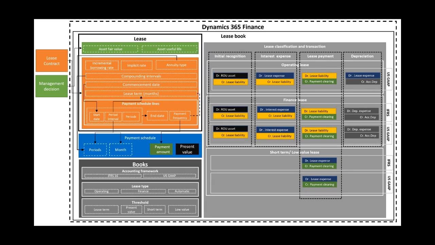Finally, we have the depreciation, where we depreciate the lease itself, and this is crediting the accumulated depreciation and debiting the depreciation expense for finance lease, and for operating lease in US GAAP, we are debiting the lease expense. Of course, all these accounts are configured in the posting profile. This is just a high level of the posting mechanism and the asset leasing.